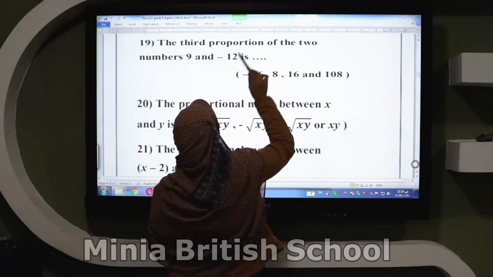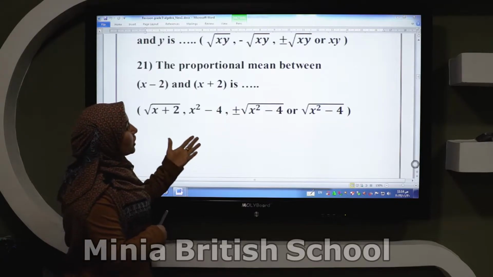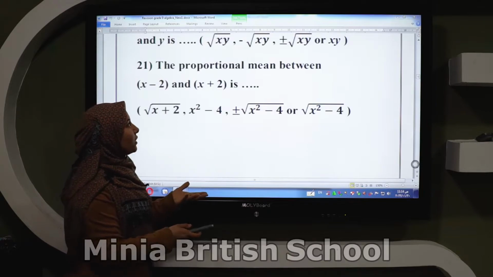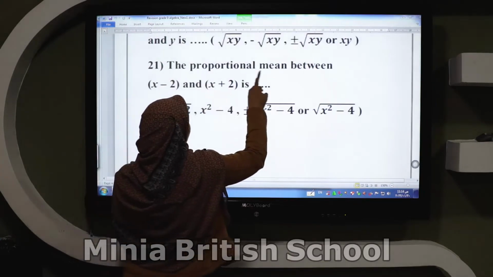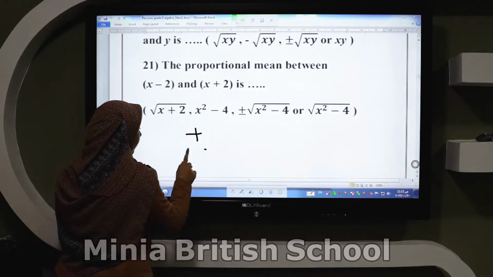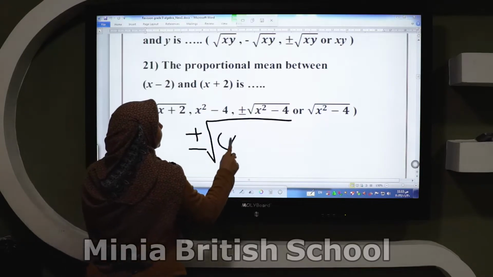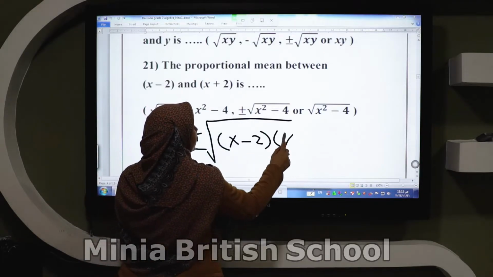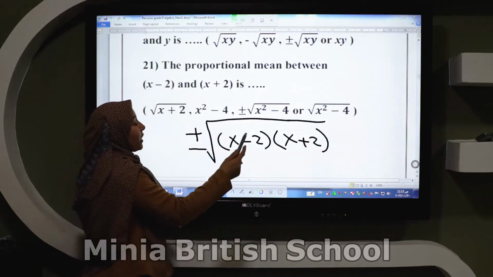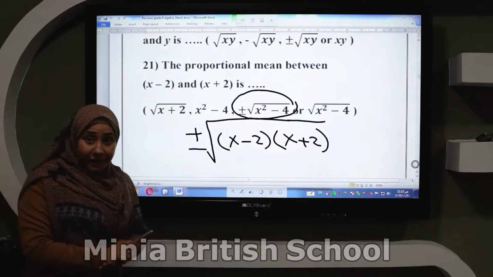Another one for this idea, number 21. The proportional mean between x minus 2 and x plus 2 is what? I need the proportional mean. So positive or negative root the product of first and third, okay? x minus 2 times x plus 2. The product of the two brackets is x power 2 minus 4. So the answer is positive or negative root of x power 2 minus 4.